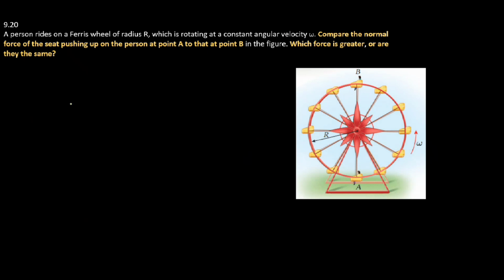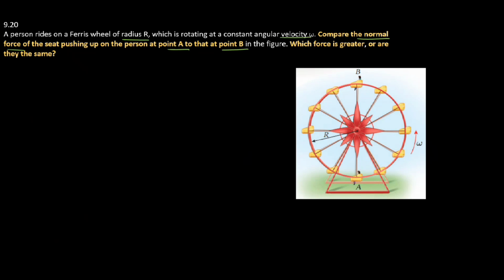Question 9.20. A person rides on a Ferris wheel of radius r, which is rotating at constant angular velocity omega. Compare the normal forces of the seat pushing up on the person at point A to that at point B in the figure. Which force is greater, or are they the same? So here we have a Ferris wheel of radius r moving with constant angular velocity omega, and I need to compare the normal forces at two positions, at point A and point B.